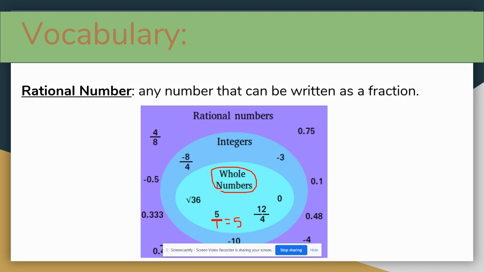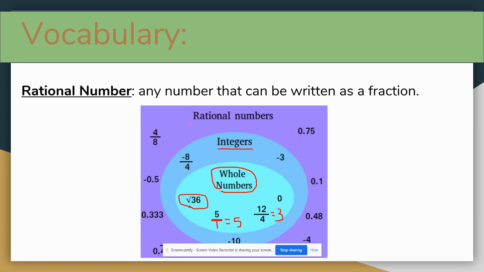This one next to it says 12 divided by 4. Well, think, how many 4s go into 12? The answer is 3, and 3 is a whole number. We have not talked about square roots yet, so I'm not going to explain that one to you. Integers are also rational numbers. Remember, integers are just positive and negative whole numbers.